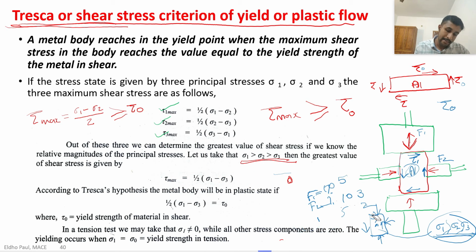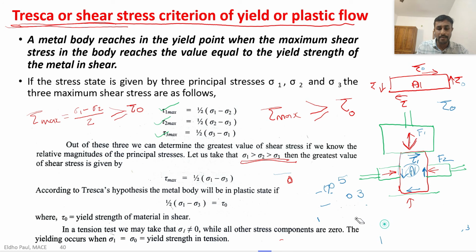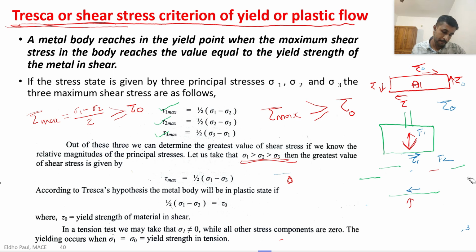So that is Tresca's criterion. Here the Tresca criterion is based on the maximum shear stress, that is, how much shear stress is required for plastic deformation.